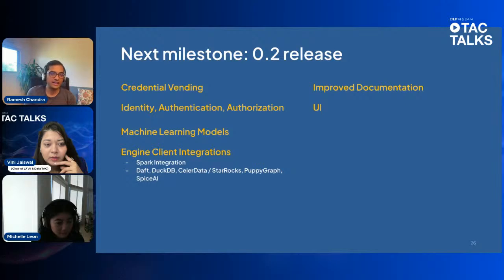And on the AI assets, we have support for ML models coming up. For engine client integration, we have Spark integration, and also integration with other engines like DuckDB, Daft, StarRocks, PuppyGraph, SpiceAI. All of this is being worked on right now. We also have improved documentation, and the point two release is going to come with a catalog UI. So maybe I can take a bit of time to jump into some of these things and do a technical deep dive into some of the governance aspects.